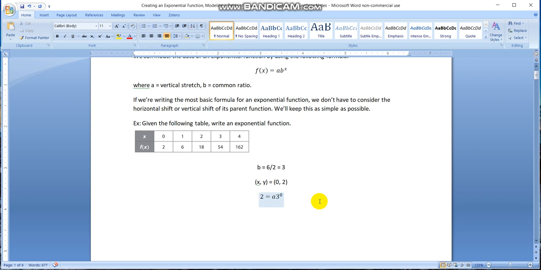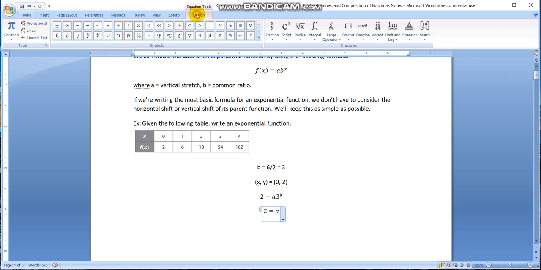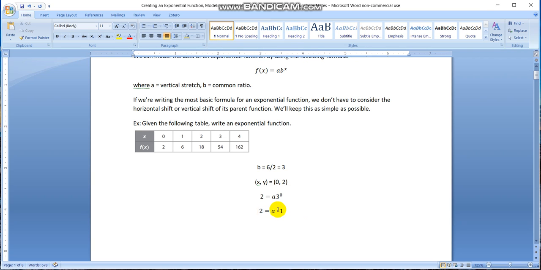Okay. So our goal is we need to solve for a. So if we want to solve for a, you guys remember, anything to the 0 power is going to be 1. Okay, anything to the 0 power is 1. So another way that we can represent this, a times 1 is a. So this means a is going to equal 2.